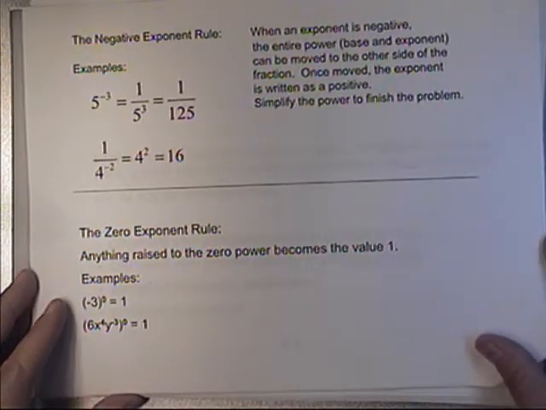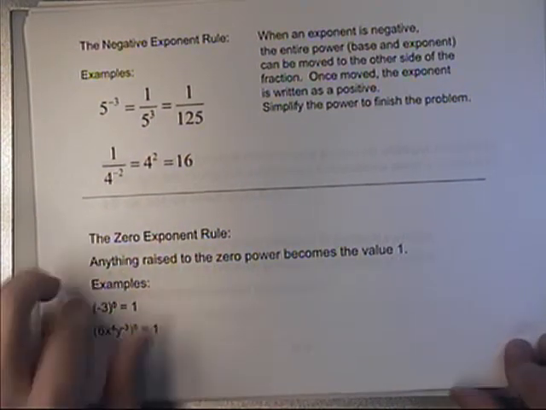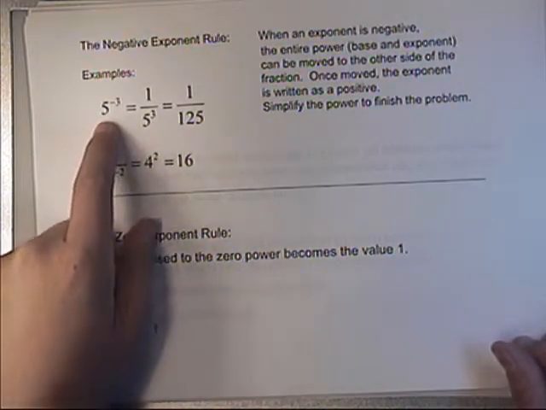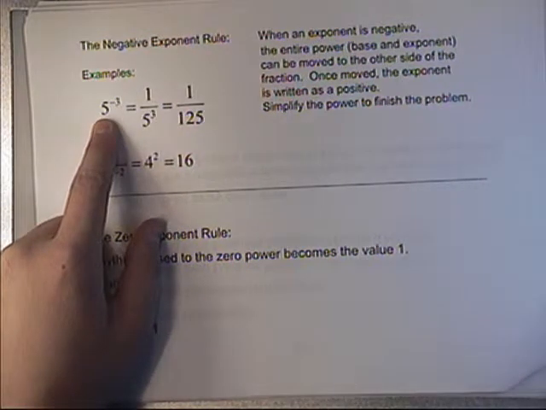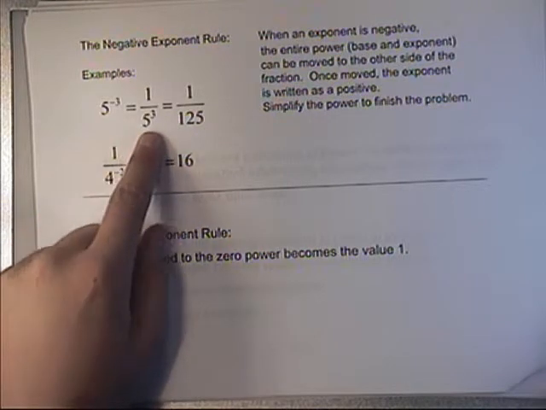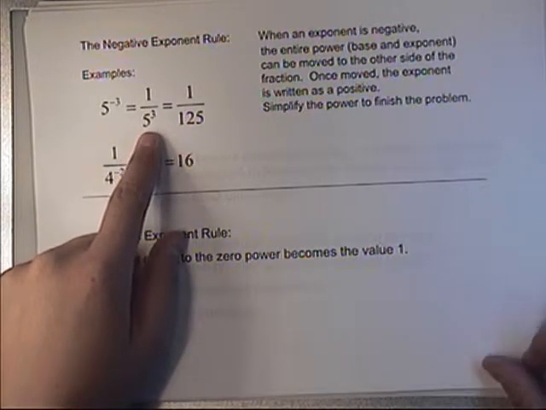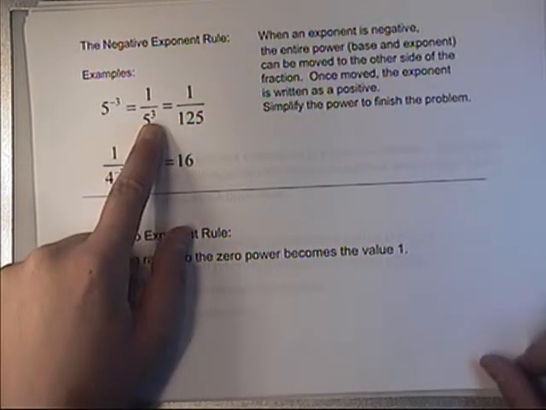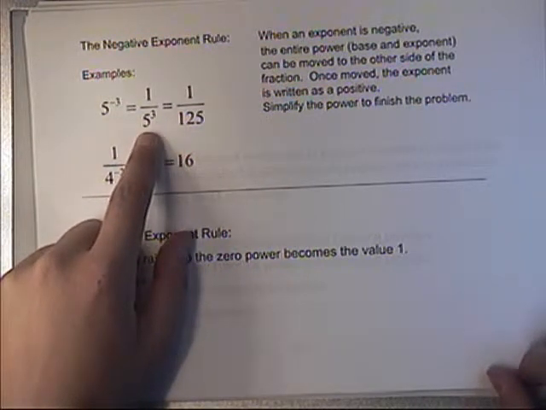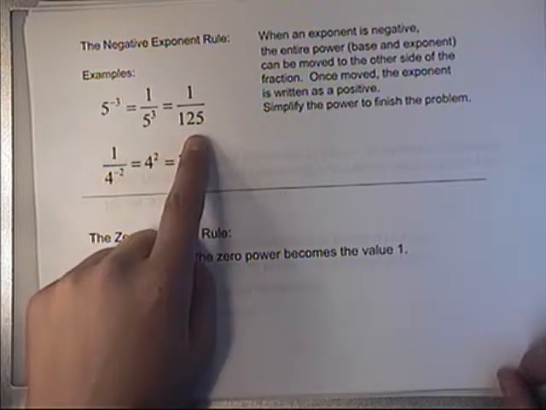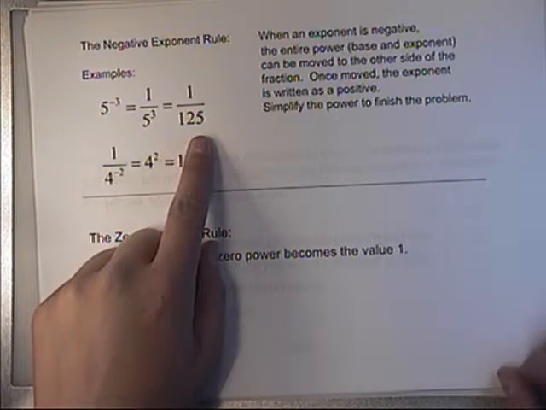Okay, so what are negative exponents? Negative exponents essentially say, hey, this base is on the wrong side of a fraction. So if you have 5 to the negative 3, that whole thing is on the numerator side of a fraction. Once you move it down to its correct position in the bottom, then you can change the exponent to a positive. So that's now 5 to the third in its correct position on the bottom of a fraction, which can be simplified to the overall fraction of 1 over 125.